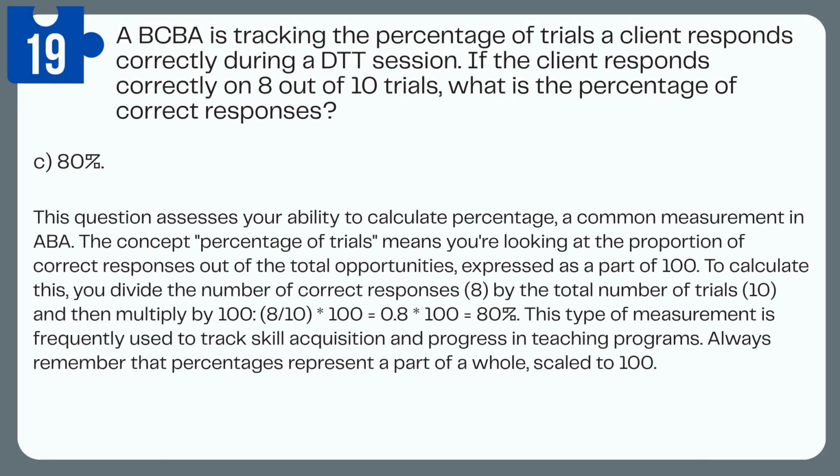Answer C. 80%. This question assesses your ability to calculate percentage, a common measurement in ABA. The concept "percentage of trials" means you're looking at the proportion of correct responses out of the total opportunities, expressed as a part of 100. To calculate this, you divide the number of correct responses, 8, by the total number of trials, 10, and then multiply by 100. 8/10 * 100 = 0.8 * 100 = 80%. This type of measurement is frequently used to track skill acquisition and progress in teaching programs. Always remember that percentages represent a part of a whole, scaled to 100.